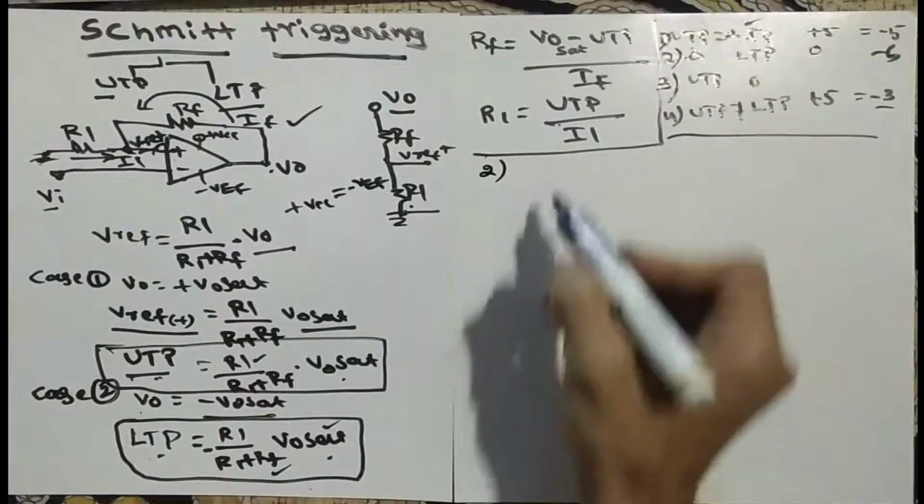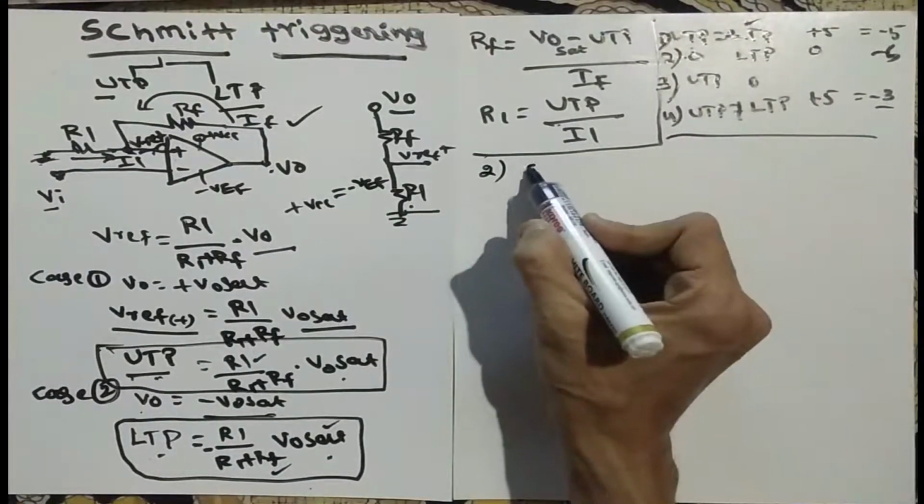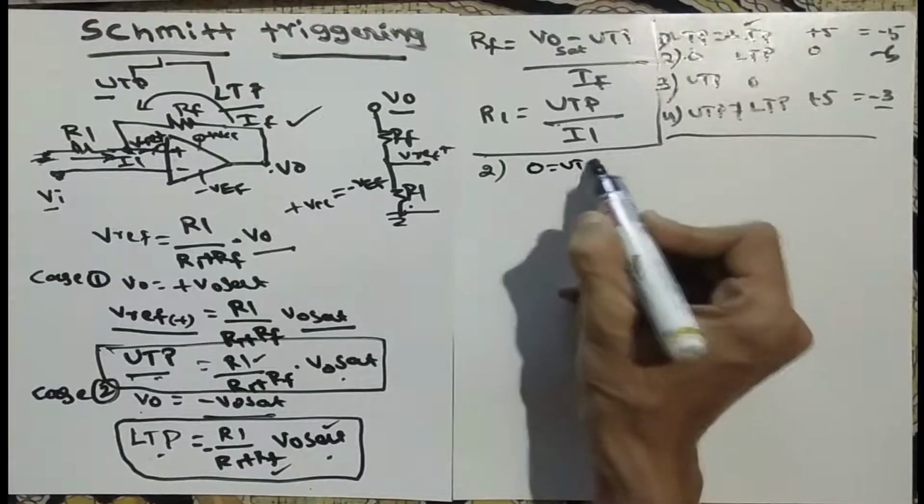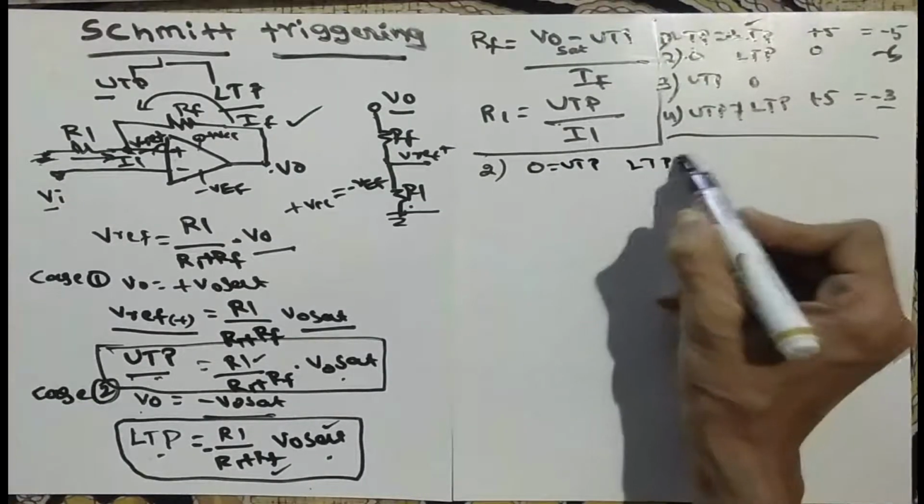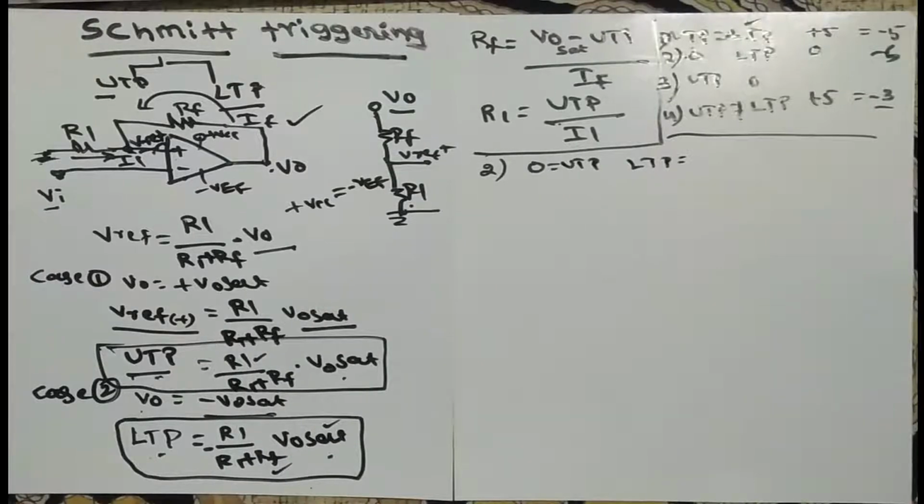So we'll go for the second one. We have to make UTP 0 and LTP some value. Whatever equation we have for LTP, we can take as it is, but the UTP equation is 0. So how do we do that when UTP becomes 0? Positive has to become 0 and negative has to conduct. So which type of device can I use to make positive 0 and negative conducting, or vice versa, positive conducting and negative not conducting?